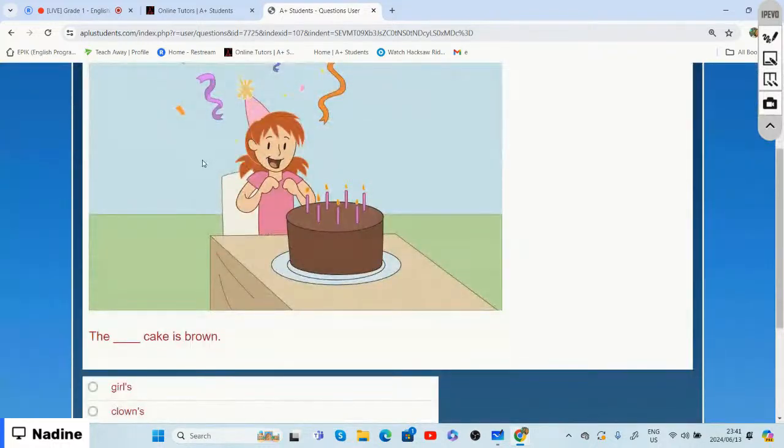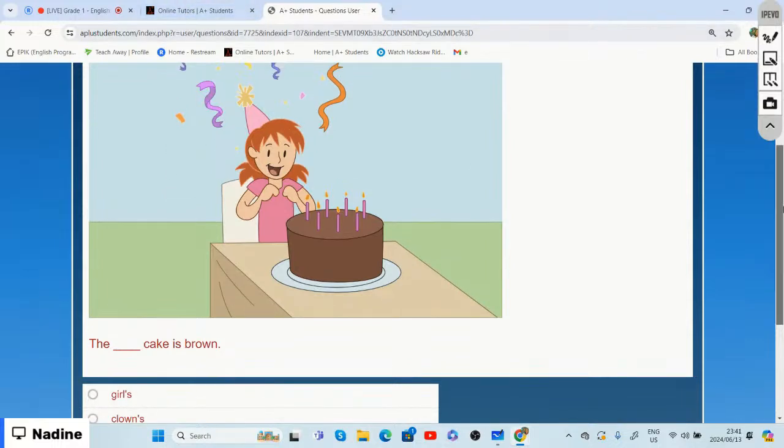All right, so now we need to say whose cake is brown. Is it the girl's cake that is brown, or do we say it is the clown's cake that is brown?